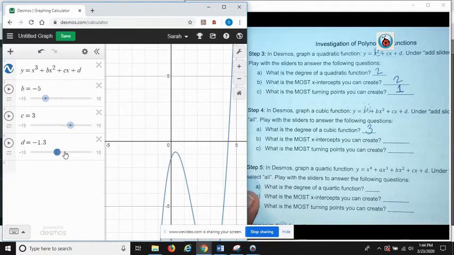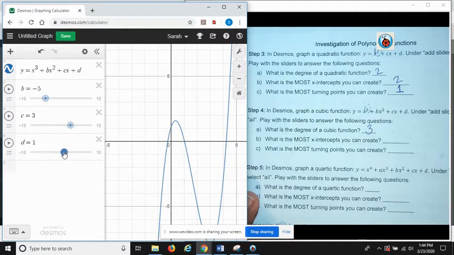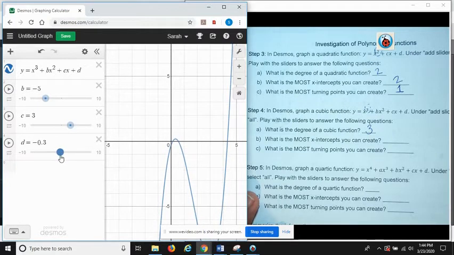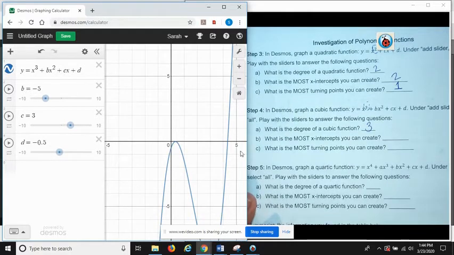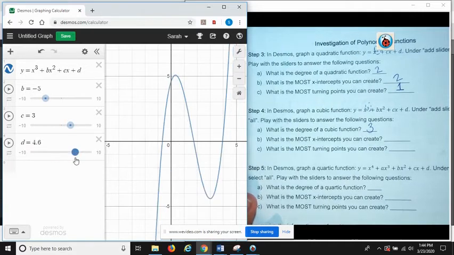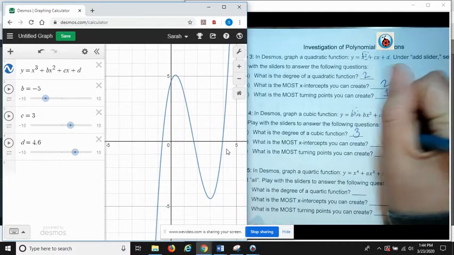Sorry, I'm playing with it. Okay, well, I can make it hit exactly twice. Okay, there we go. So one time right here and one time right there. And then as you saw, I can also make it pass through those 3 times. So our most x-intercepts we can create is 3.